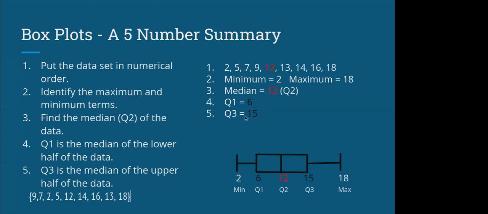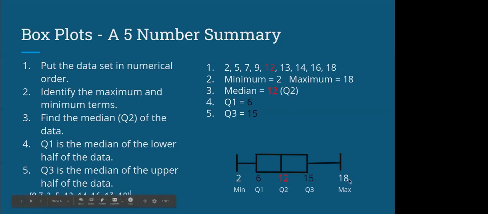And then for the fifth step, we do the same thing on this back half of the data. And once again, we still have 4 terms. So we find the average of the middle two. 14 plus 16 is 30. 30 divided by 2 is 15. And again, if we were in class, I would tell you, draw a little arrow up here and put 15. So now, 2, 6, 12, 15, 18.